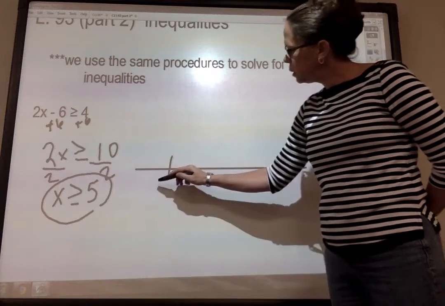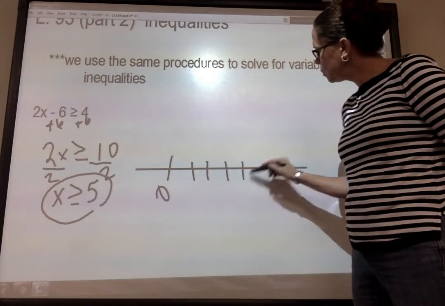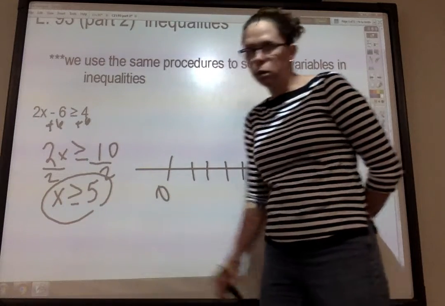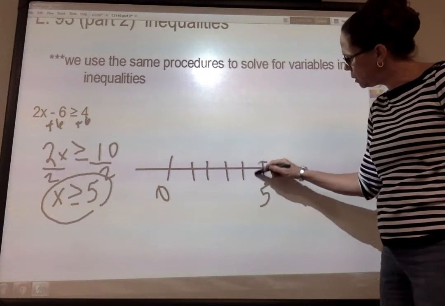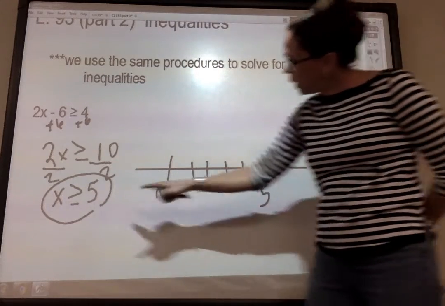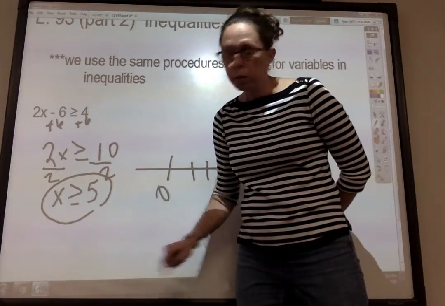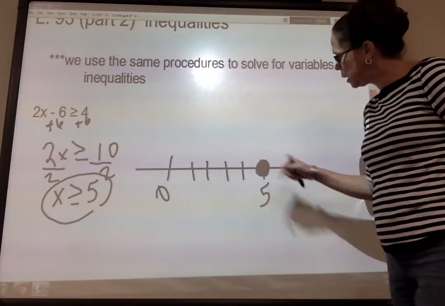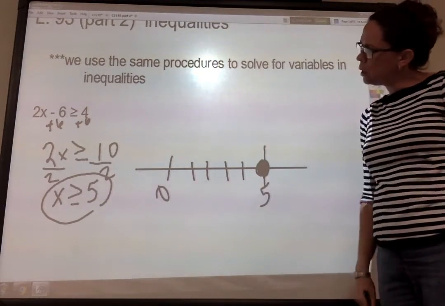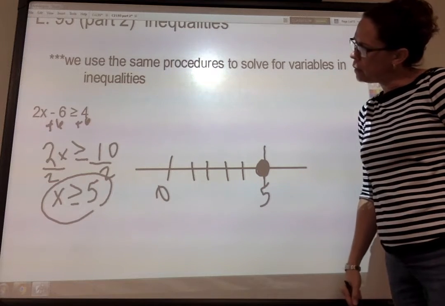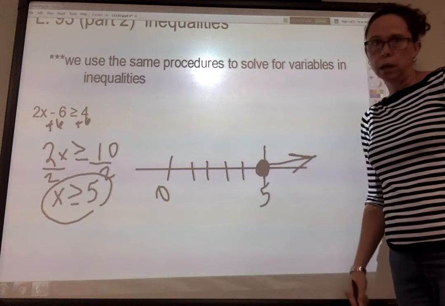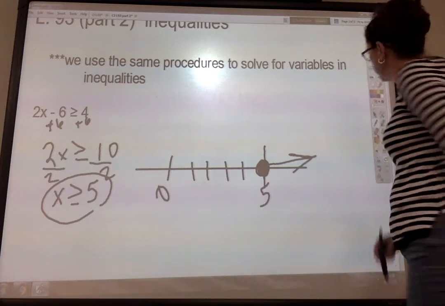Okay? So here's my 0. 1, 2, 3, 4, 5. Here's 5. It says x is greater than or equal to. So I'm going to go to my 5. I'm going to fill in the circle because 5 is part of the solution because it has or equal to. Okay, I made a great big circle on 5. I need to draw an arrow in the direction of numbers that are greater than 5. So my arrow goes this way. Okay?